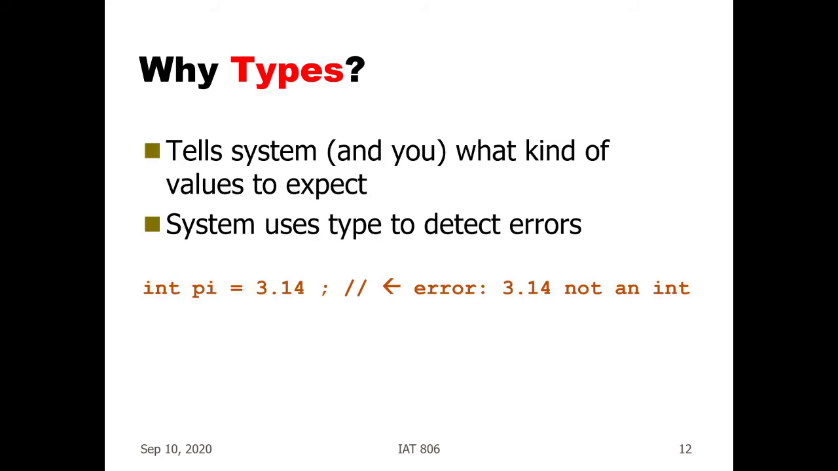So that then begets the question, why do we have types at all? Well, one of the reasons why we have types is that it tells the system, and you, the programmer, and your teammates, if you have some, what kind of values to expect. And the system uses types to detect errors.